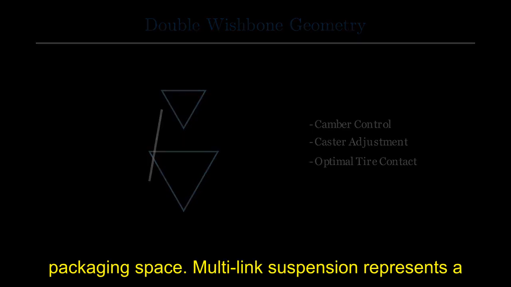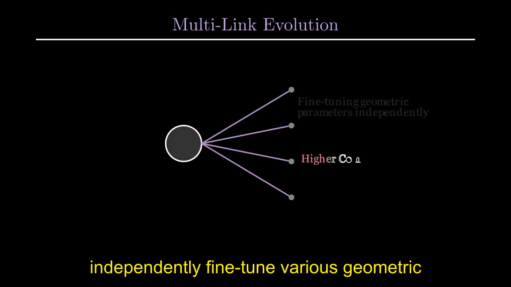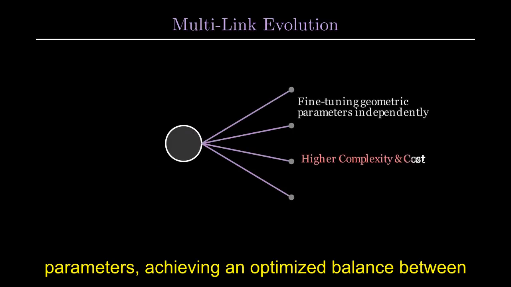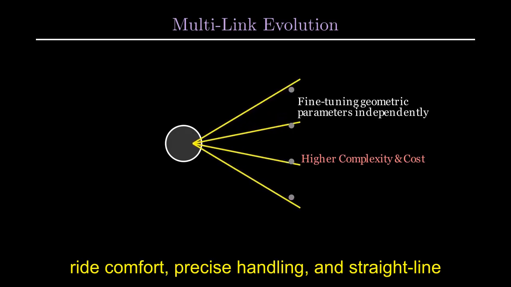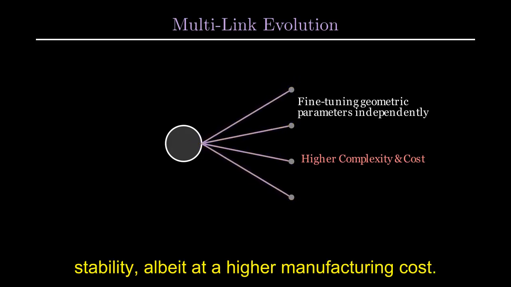Multi-link suspension represents a further evolution of independent designs, utilizing multiple individual links to connect the wheel hub to the chassis. This arrangement allows engineers to independently fine-tune various geometric parameters, achieving an optimized balance between ride comfort, precise handling, and straight-line stability, albeit at a higher manufacturing cost.